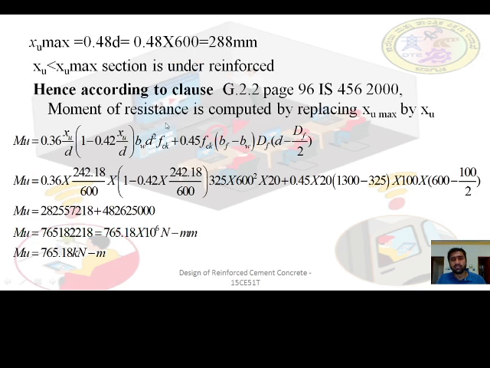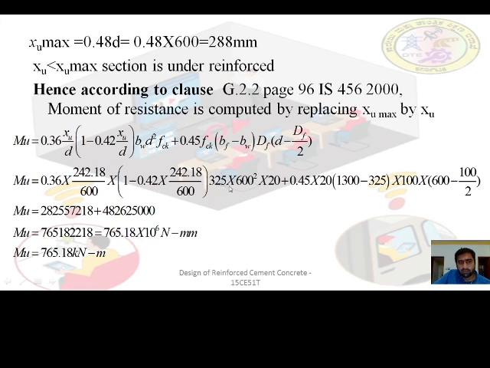So that's why we'll write this equation. Mu is equal to 0.36 times XU by D, (1 minus 0.42 XU by D). This equation is there in IS 456, page number 96, G 2.2.2. Just write down this equation, and after writing it down, substitute all the terms. We substitute the XU value 242.18, D is 600 mm, 1 minus 0.42 into the XU value.